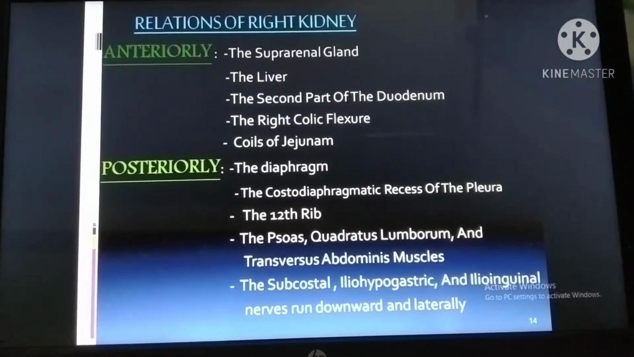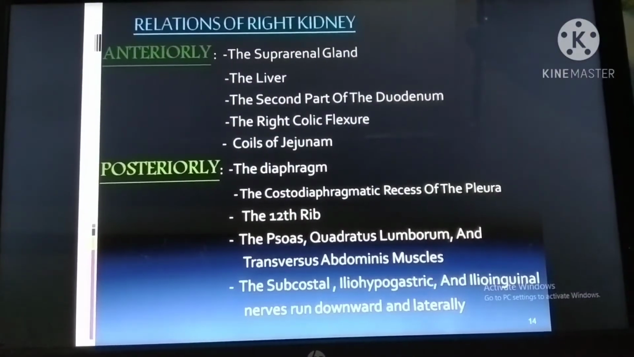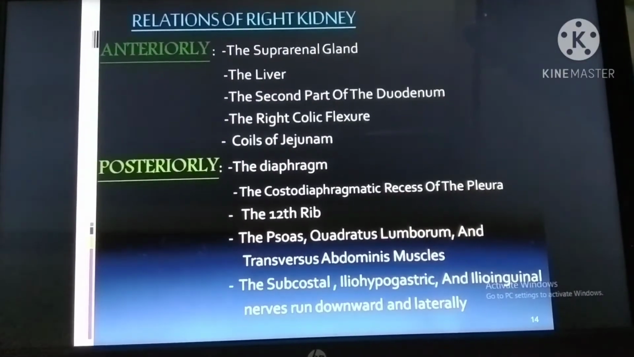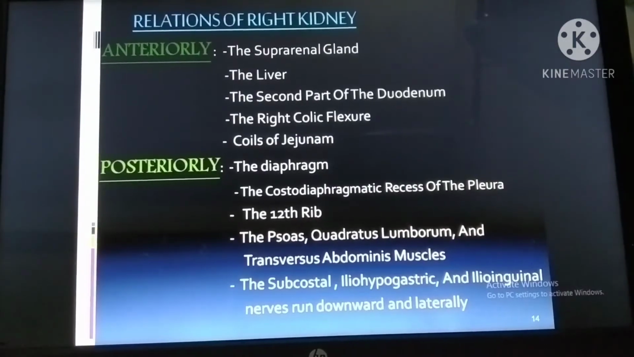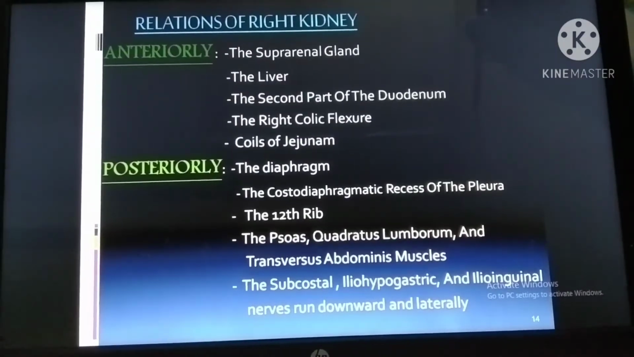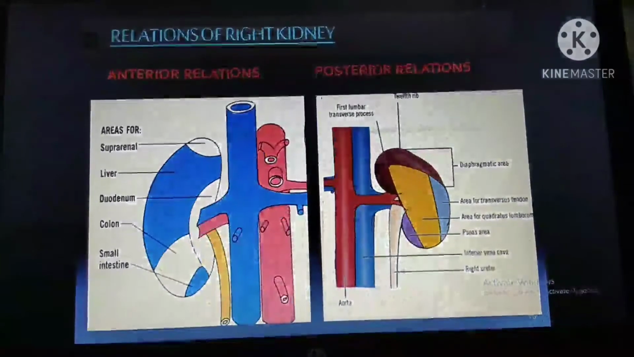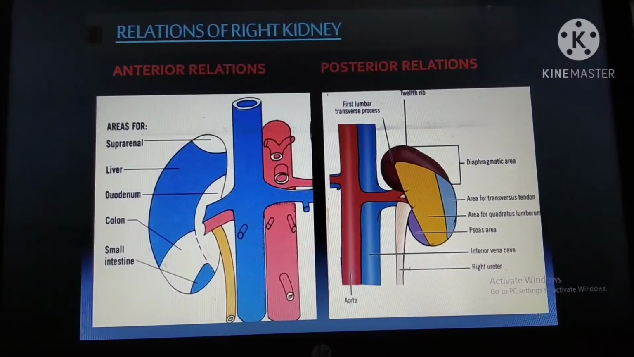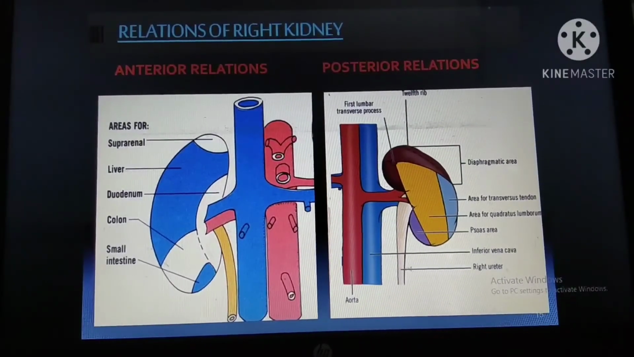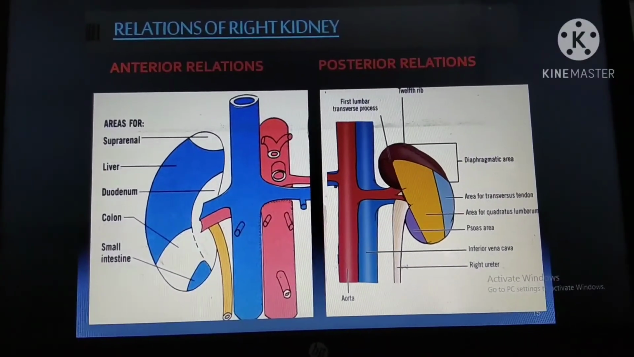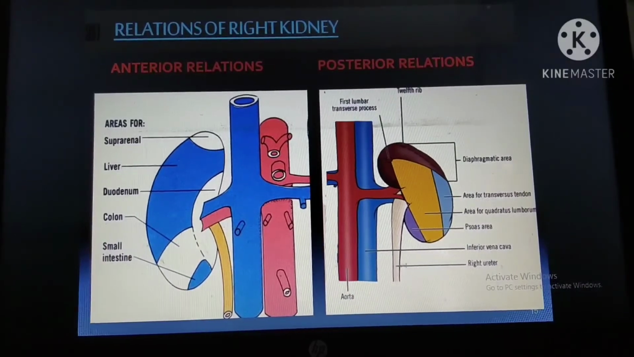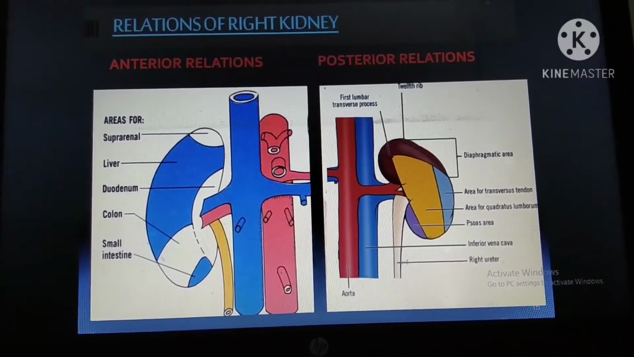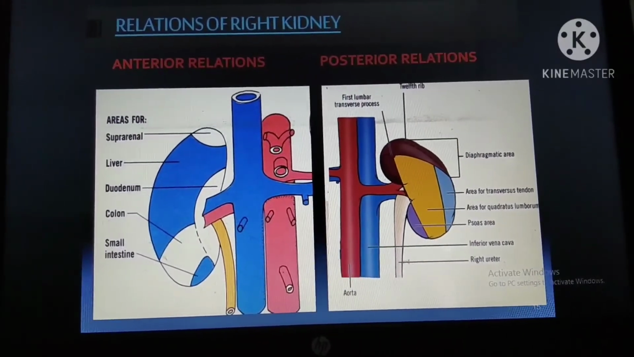This is the relation of the right and left kidney. Relation of the right kidney anteriorly and posteriorly: those structures, viscera or muscles are situated. Here we show the diagram of the anterior relation and posterior relation. Liver, duodenum, colon are the anterior relation. In the posterior relation, there is the diaphragm, quadratus lumborum, different muscles are situated. Okay, inferior vena cava.